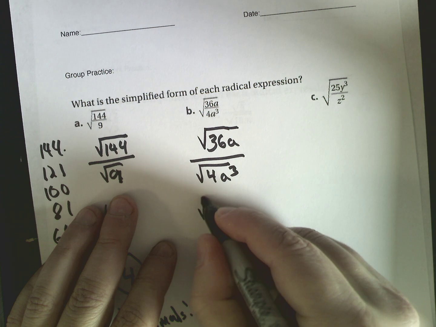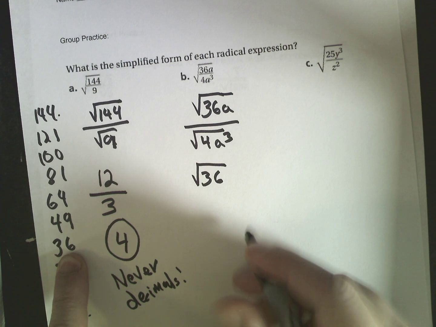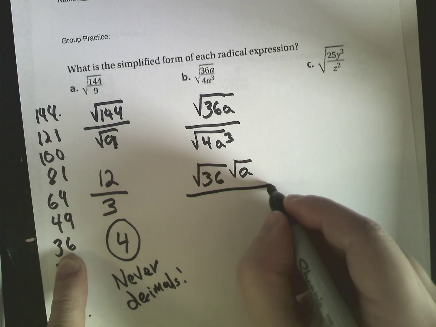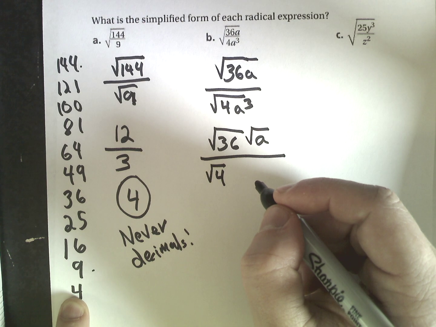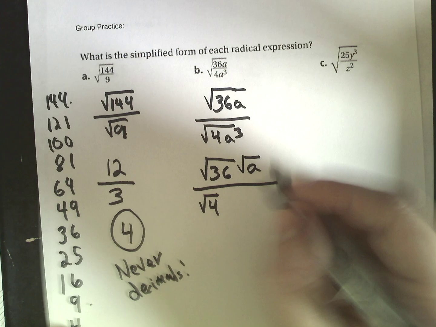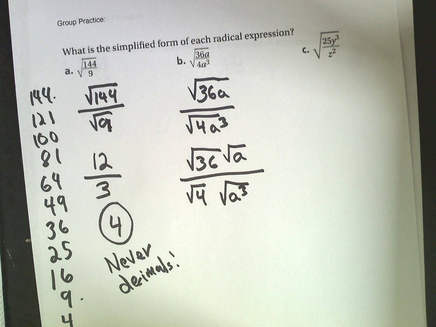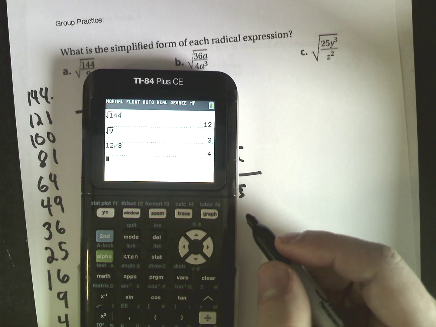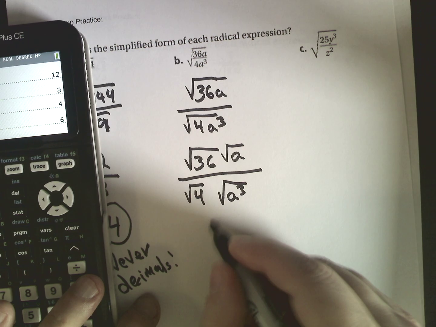Well, 36 is a perfect square. If we remember down here, 6 times 6 is 36. So that's good. And I have square root of a. On the bottom, I have a square root of 4, which is another one of our perfect squares. So always write these down. This is not a bad idea for doing these problems. And square root of a to the 3rd power. So square root of 36, if I do that in my calculator, I get the number 6.